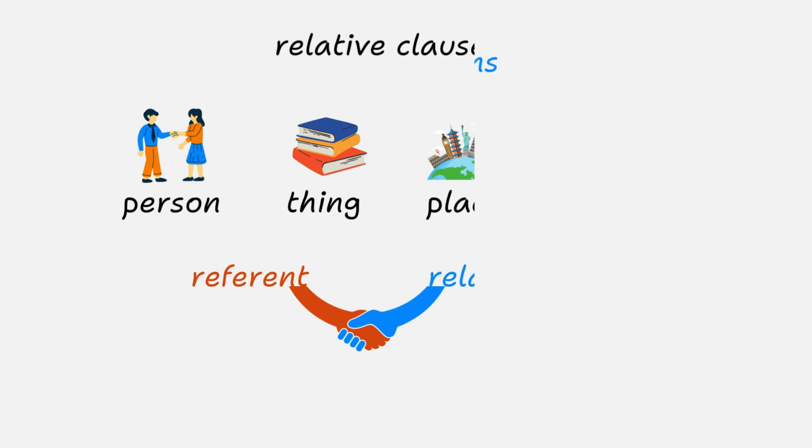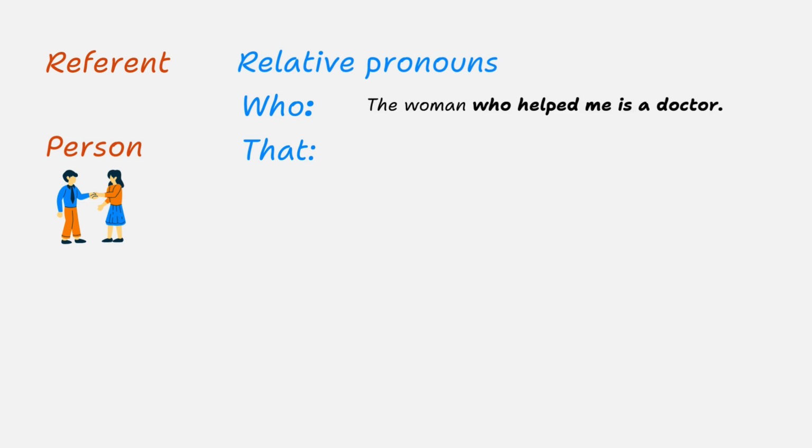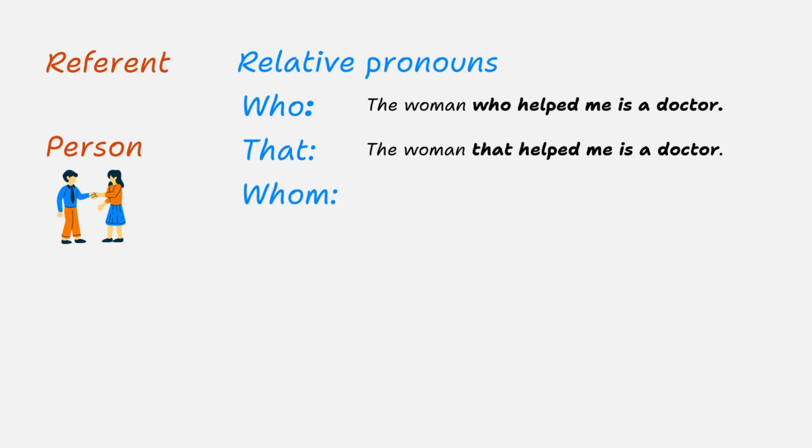When the referent is a person, we can use who or that. For example, the woman who helped me is a doctor. That is less formal and used more often in spoken English. Whom also refers to a person, but we use it when the person is the object of the sentence. For example, the woman whom I helped is a doctor. Notice the difference. In this sentence, I helped the woman. In the previous sentences, the woman helped me.